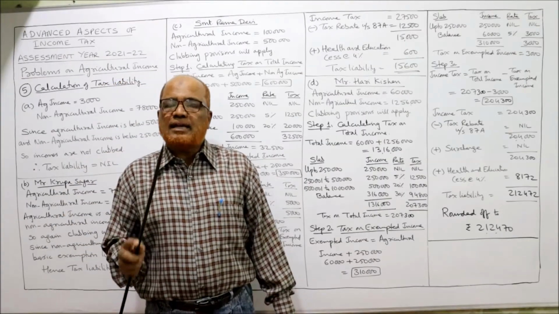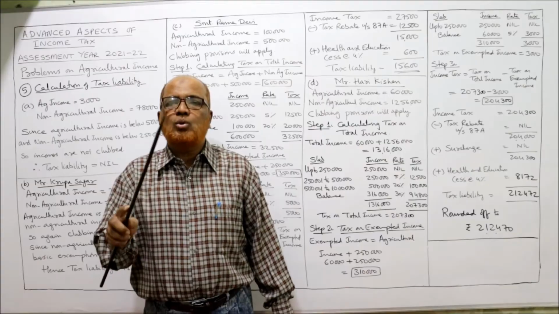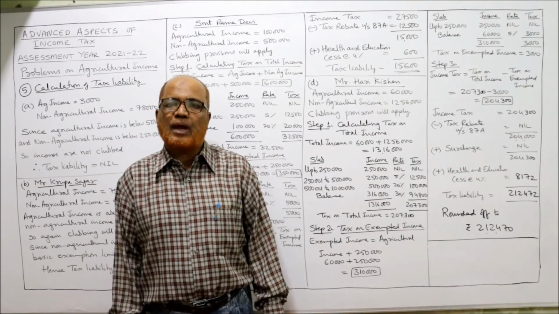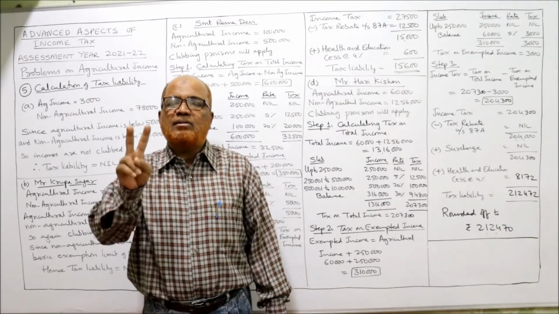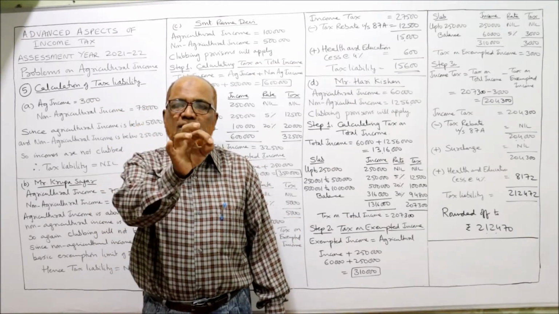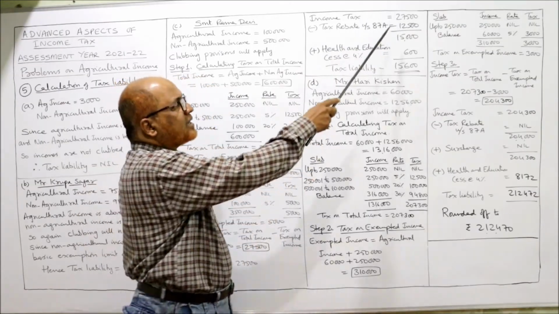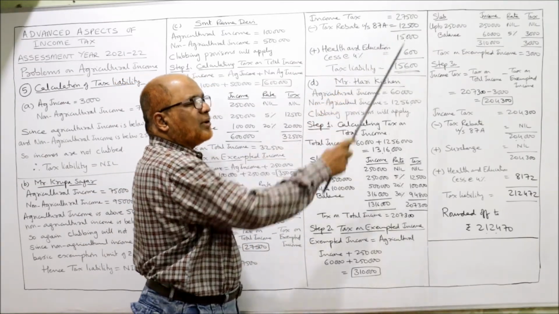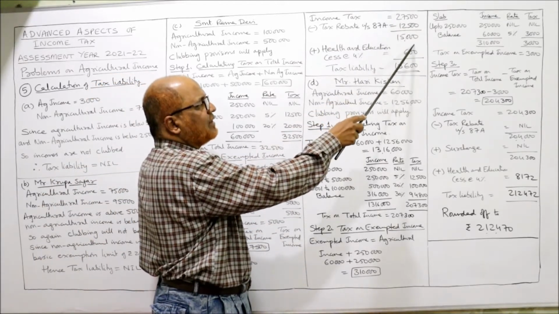Actually, tax rebate is given to lower income people. Lower income means whose income is up to 5 lakh rupees. If the income is up to 5 lakh, the tax rebate is the lower of the following two: income tax or 12,500. Here income tax is 27,500 and the fixed amount is 12,500, whichever is less. So 12,500 is less, deduct 12,500.